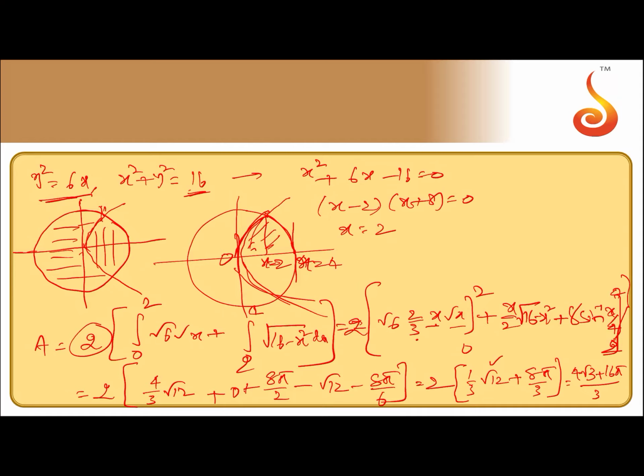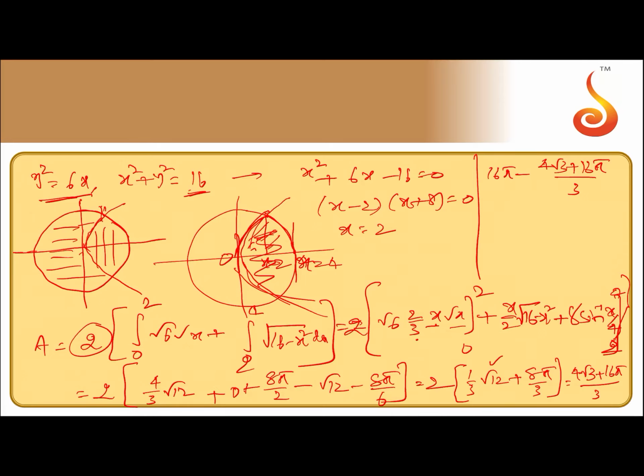This is the value. So the area of this particular region is given by 4 root 3 plus 16 pi by 3. But the remaining portion is nothing but the area of the circle, that is pi r square, which means 16 pi minus this value. I will rewrite here because I don't have place. So the remaining portion is nothing but 16 pi minus of 4 root 3 plus 16 pi by 3. So 16 pi by 3.